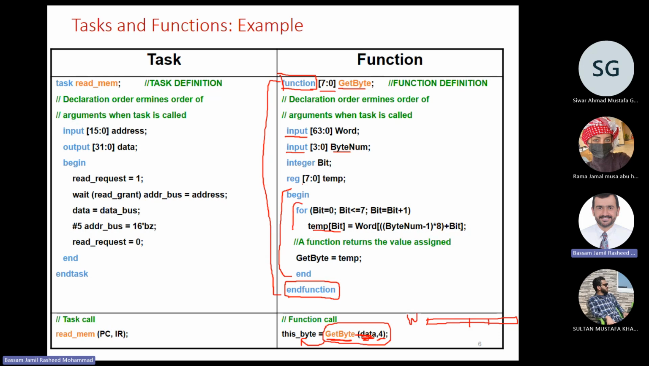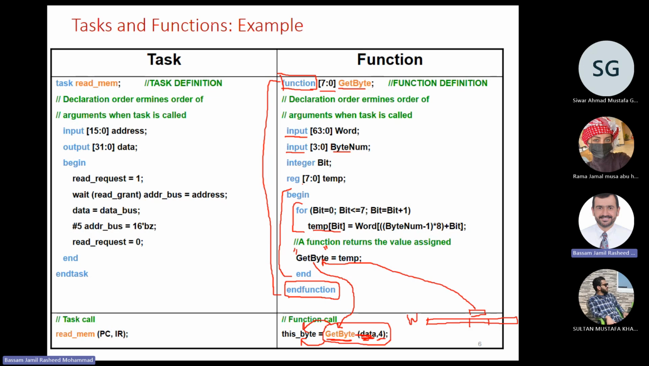So I use a for loop here. Once I'm done picking up all these bits, basically I've put those bits in a temporary variable. Then I copy this variable to get byte, and notice that get byte is the name of the function. So I return the output of the function to the name of the function, and then the name of the function returns the output to the variable this byte. This is how you code a function.